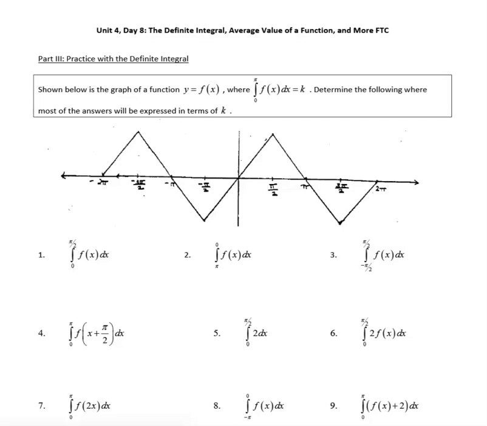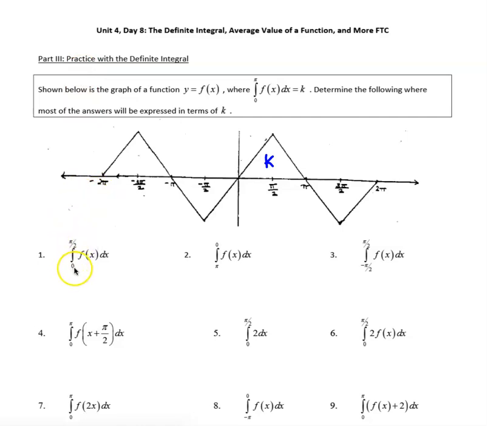All right, this is a practice problem with the definite integral, and we are intentionally not giving you the equation that represents what would have to be a piecewise function here. So we have a series of line segments going from negative 2 pi to 2 pi, and we're being told that this is the graph of the function f, and we're also being told that from 0 to pi, the definite integral equals k. So this net signed area in this triangle is equal to k. And we are going to use that to answer the questions below.